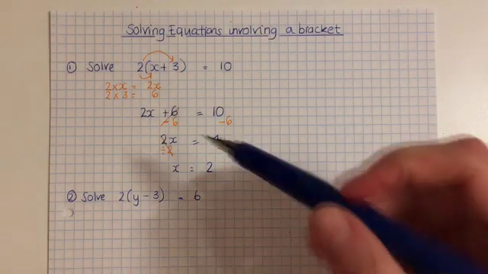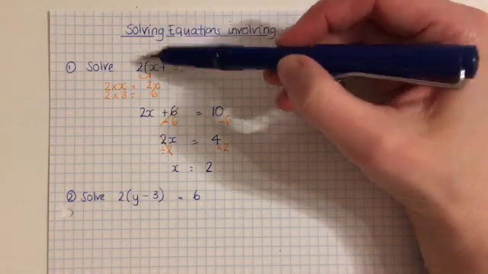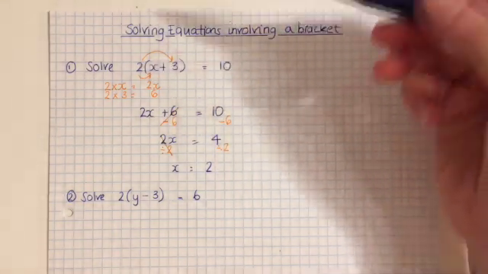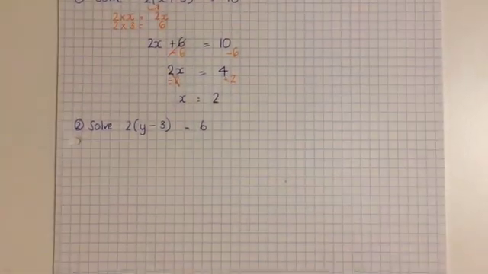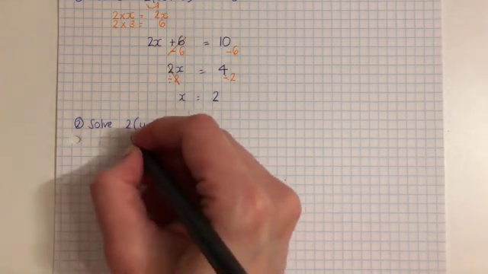Okay? And that makes sense, doesn't it? If I put it in here, 2 plus 3 is 5. And then times it by 2 gives me 10. Okay? So let's have a look at the next one. Very similar, except it's got a negative or a takeaway in it. So I'm going to do the same thing again.